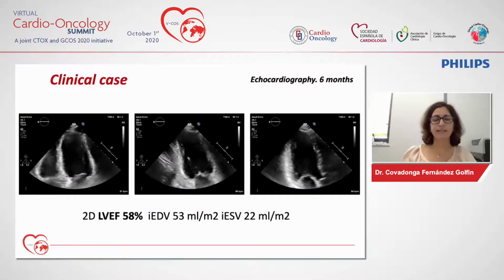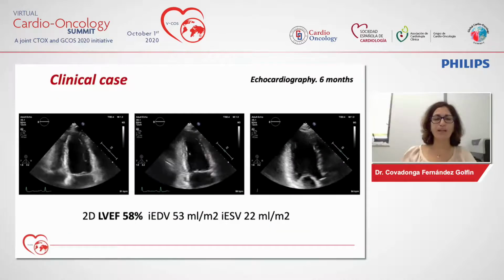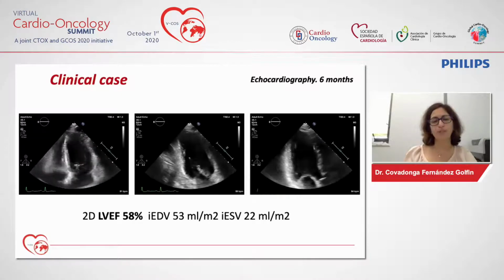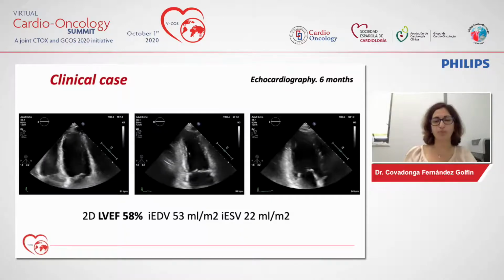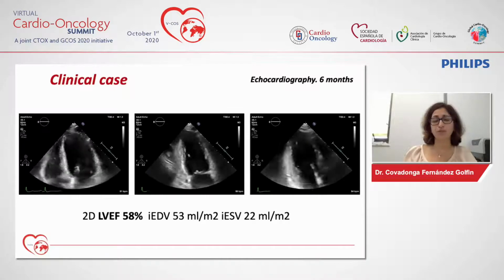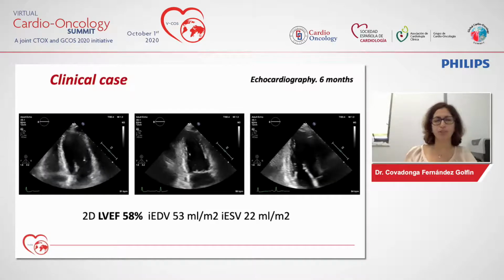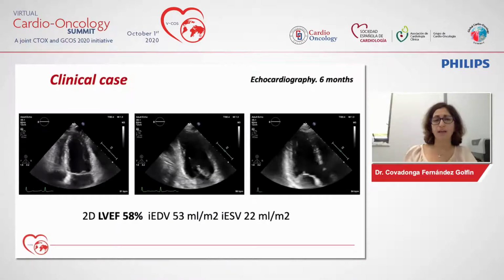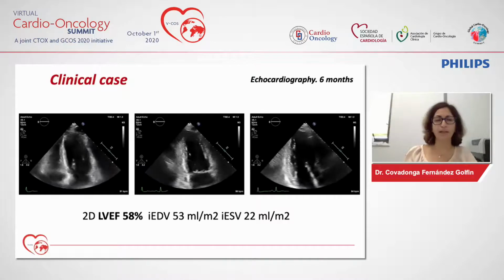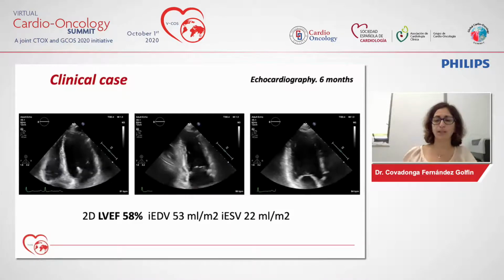In the next echo evaluation, you can see here the 2D images for the 2-chamber, 4-chamber, and 3-chamber views. Left ventricular ejection fraction was 58%, with index volumes of 53 end diastolic and 22 end systolic. Ejection fraction showed no significant changes compared to the baseline echocardiographic study. We don't see wall motion abnormalities, or anything remarkable in these 2D images.